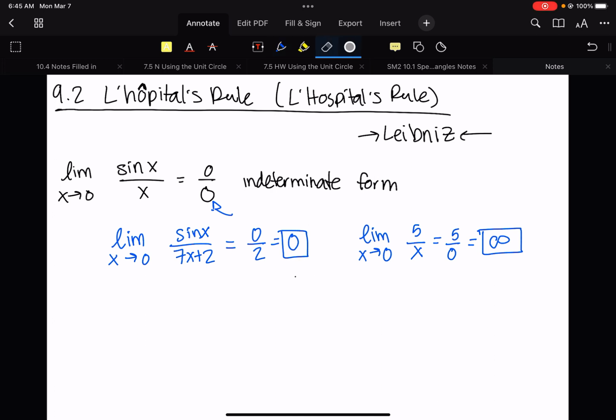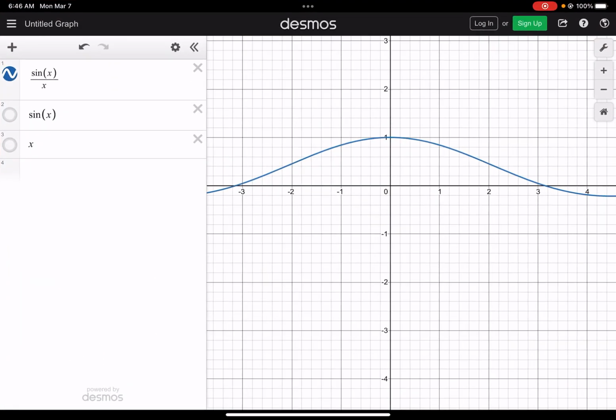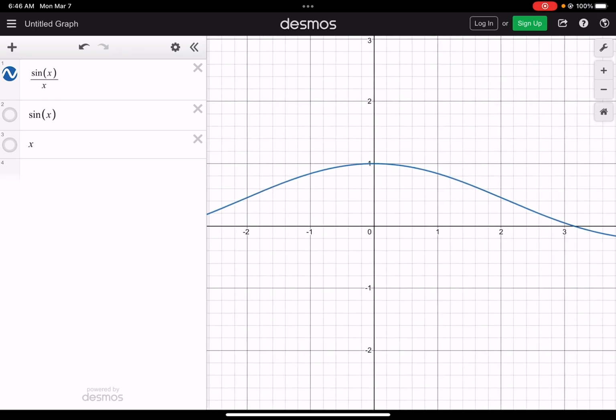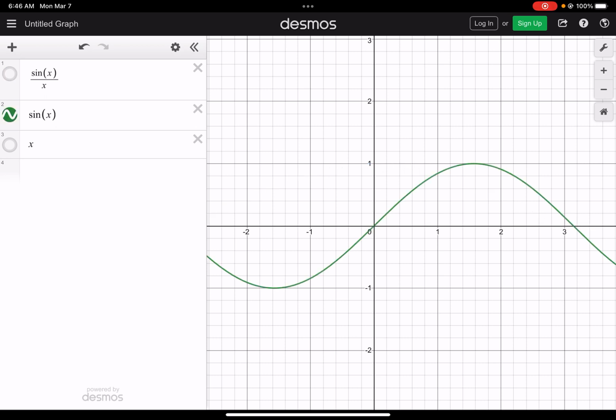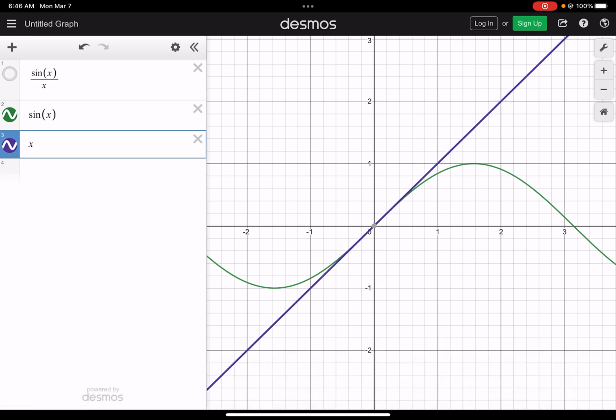What L'Hôpital did is he gave us a way to evaluate these limits that are in indeterminate form. The way we do that is we're going to look at their derivatives. First of all, this blue graph is the graph of the sine of x over x. One thing that we've done is evaluate these limits just by looking at the graphs of them. I'm actually going to separate this out. I'm going to graph the sine of x, and I'm going to graph just the function x.